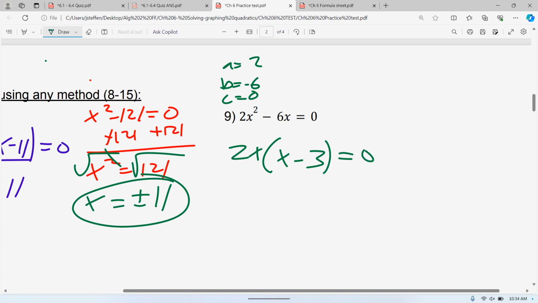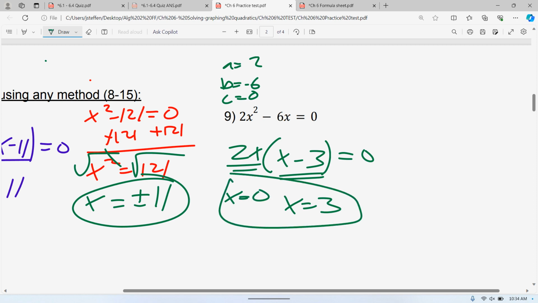So what will make this part 0? Positive 3. We'll make this part 0. We'll multiply 2 to get 0. And it's going to be like the greatest common factor. We don't add or subtract anything in that 2x, so it's going to just be 0.